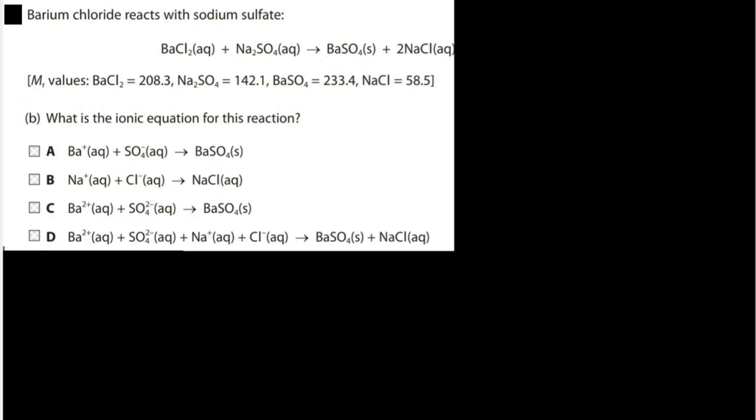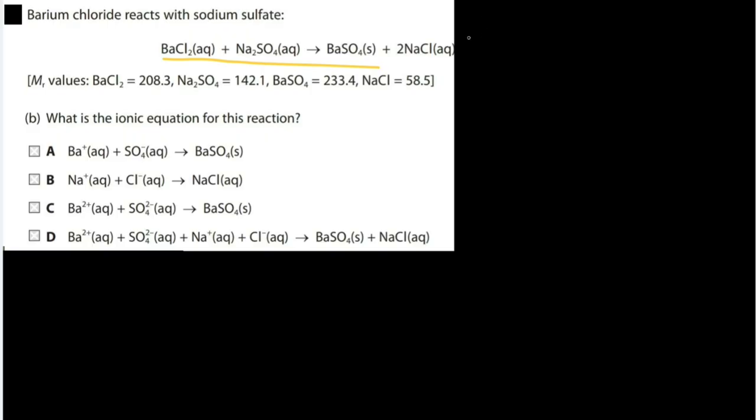What is the ionic equation of this reaction? So given the same reaction, barium chloride reacts with sodium sulfate. We're given here the molecular equation of the reaction. Now, to write the net ionic equation of this, we need to write the full ionic equation first. So all strong electrolytes or soluble salts are written as dissociated ions.